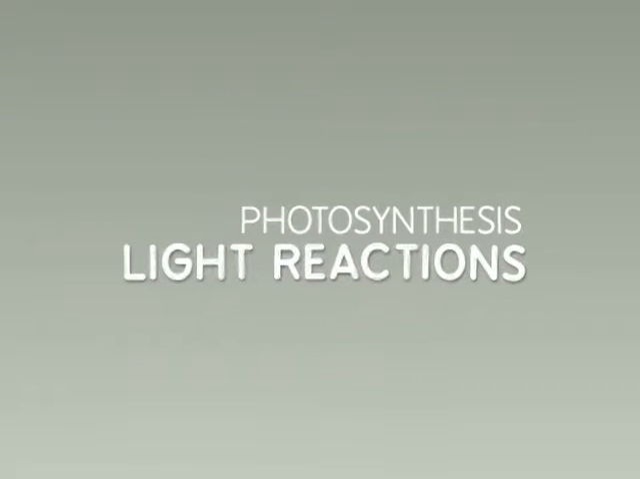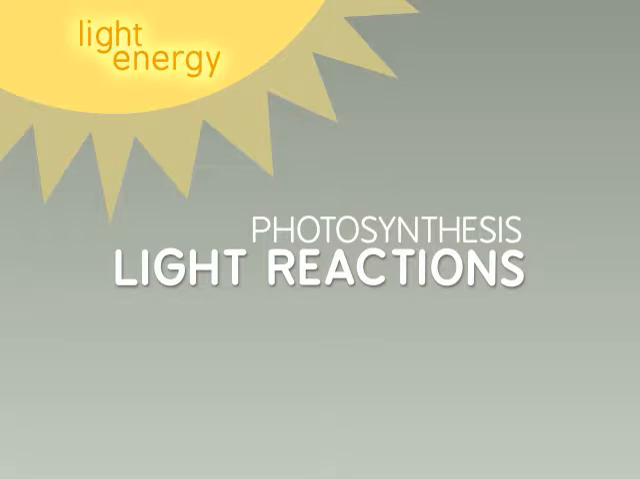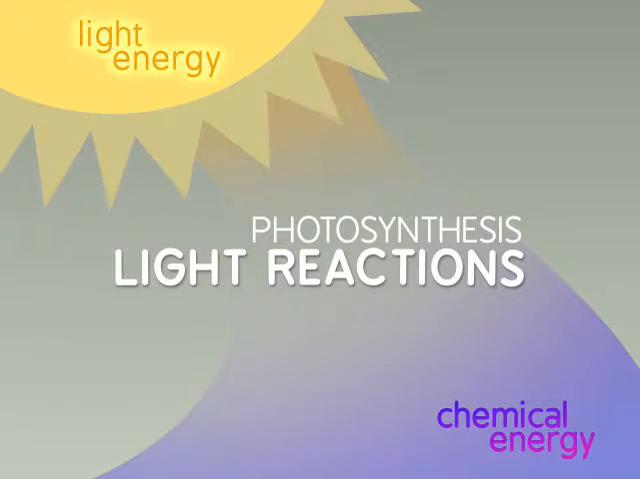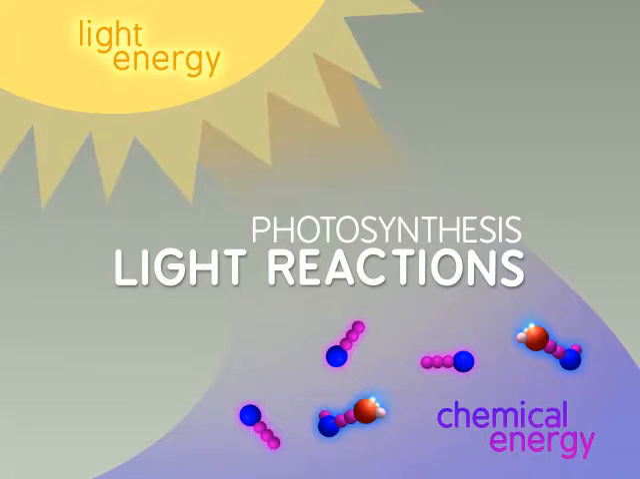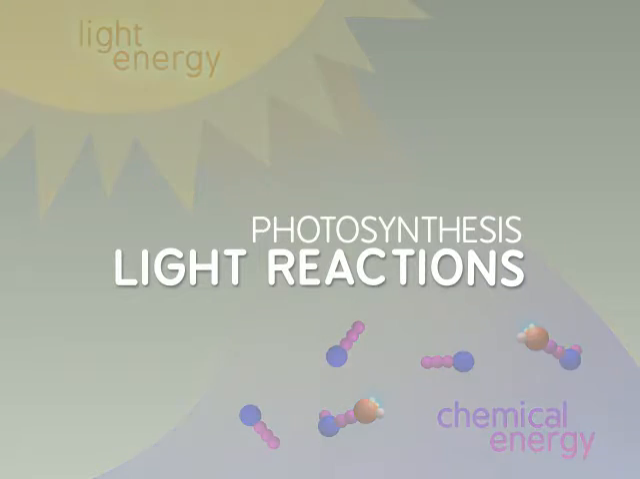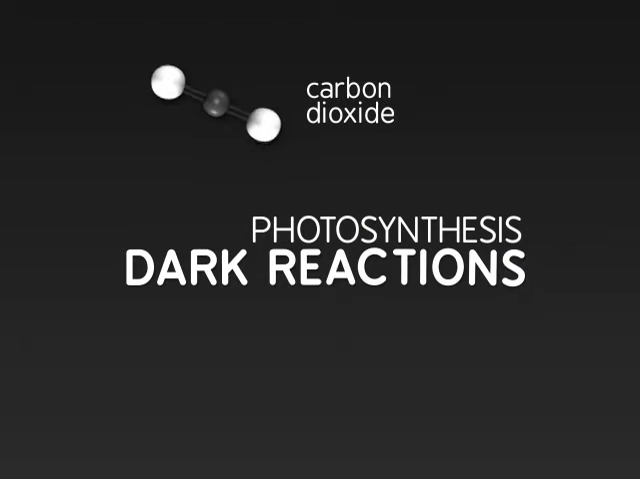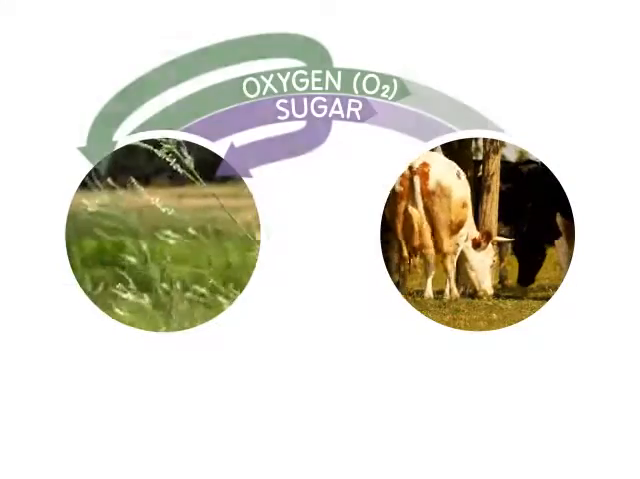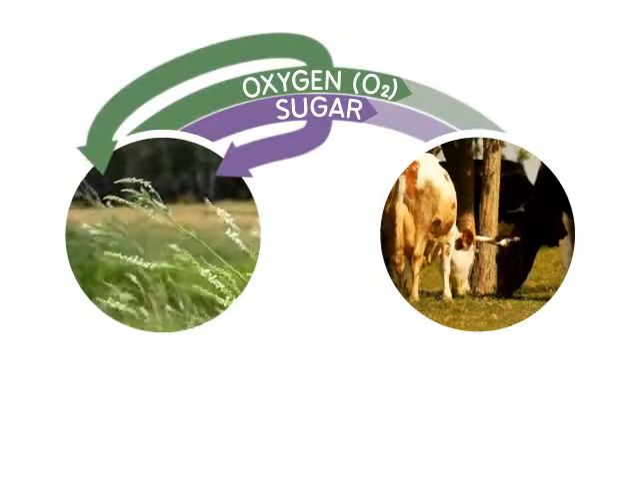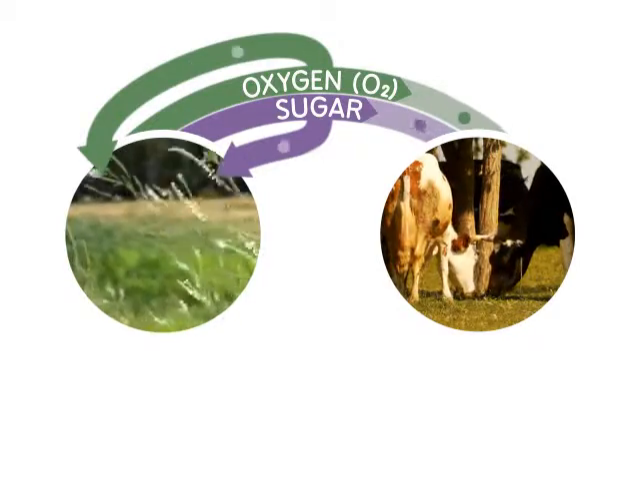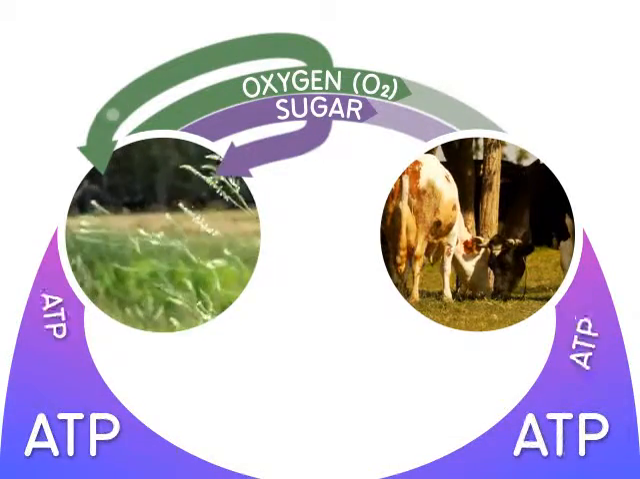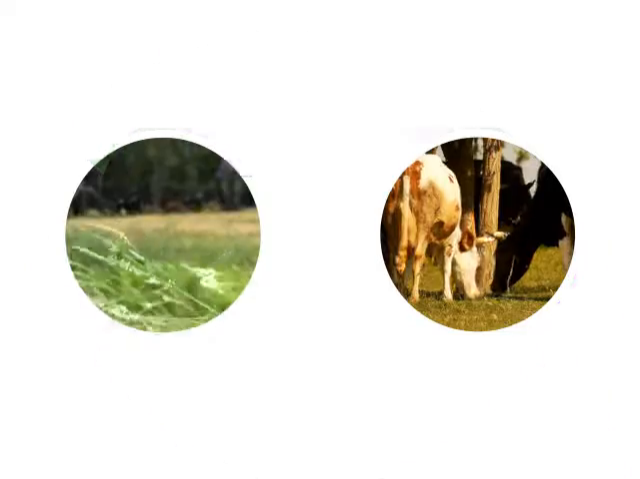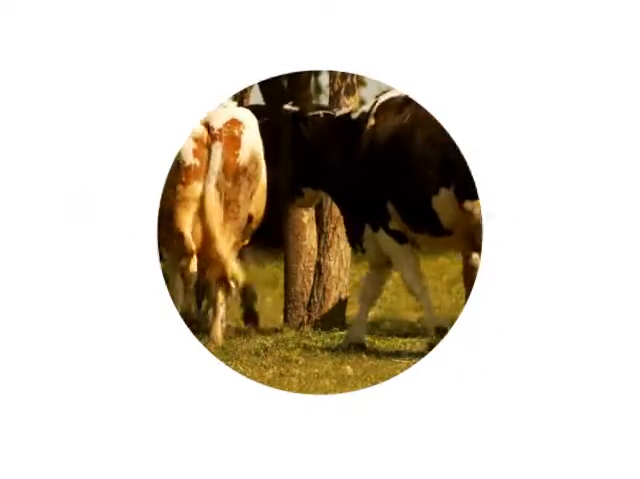Importantly, during the light reactions, the light energy from the sun is converted into chemical energy in the form of ATP and NADPH. Equally important, the dark reactions incorporate carbon into organic molecules such as sugars. The sugar and oxygen molecules that plants produce during these reactions are available to the plant and animals alike for energy production. However, animals are equally important in this relationship.